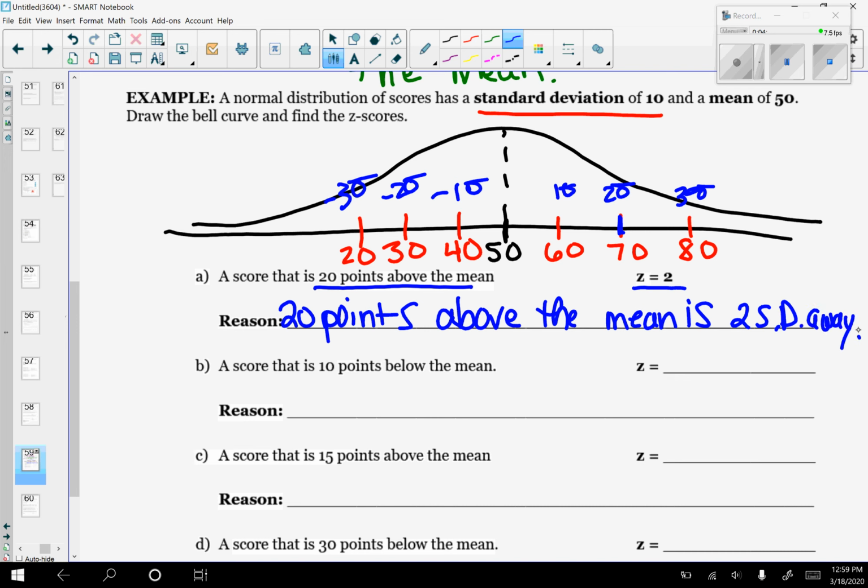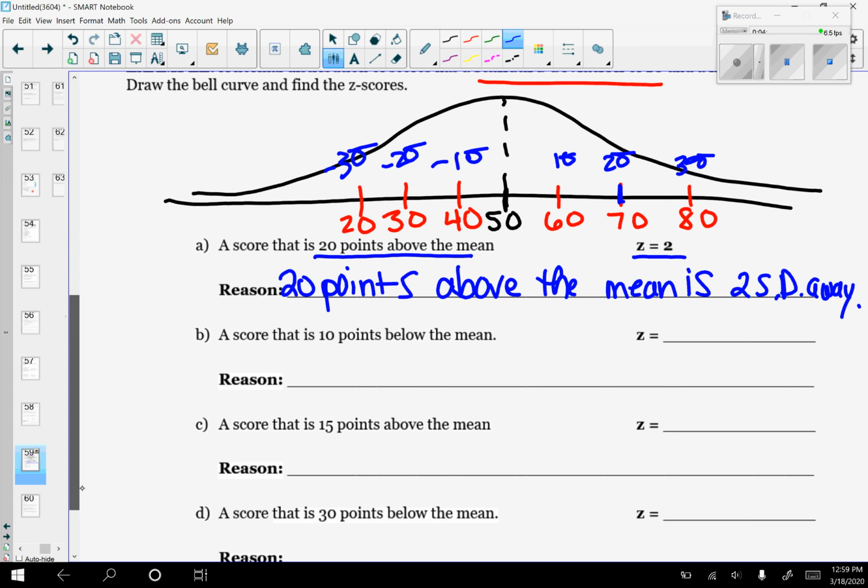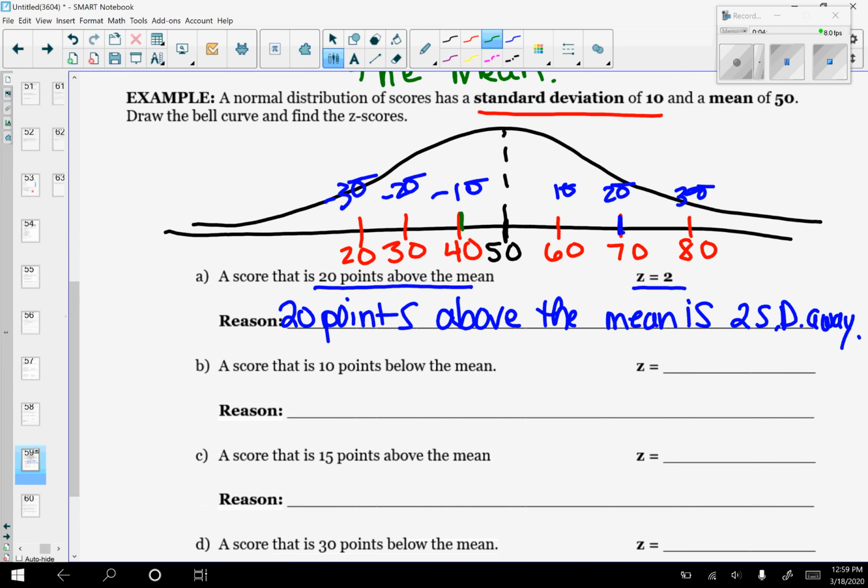Okay, so that's that. So now they're asking me, okay, well, what is your z-score? If you have a score that is 10 points below the mean, if I'm 10 points below the mean, I'm right here at 40, right? So I have a z-score of -1. Why? Well, my standard deviation equals 10, so 1 standard deviation below is 40 at -1 standard deviation. Okay. So we can keep kind of following this pattern.